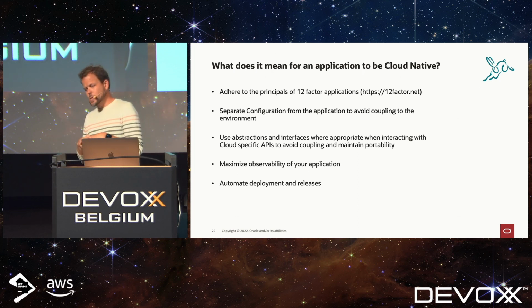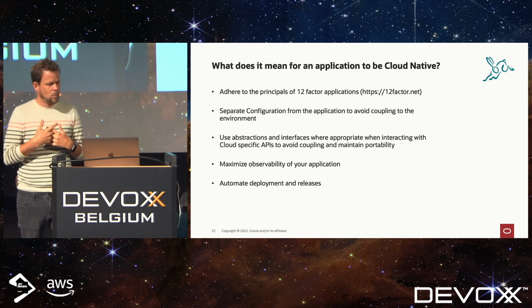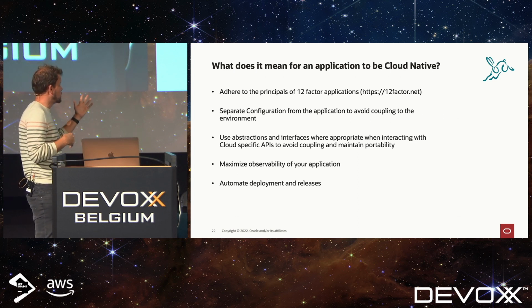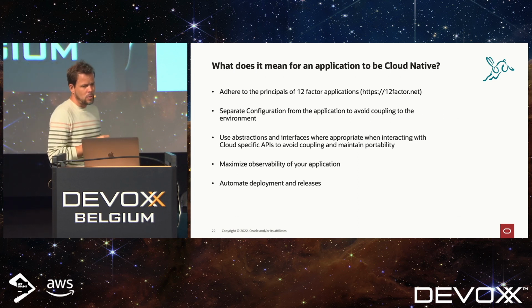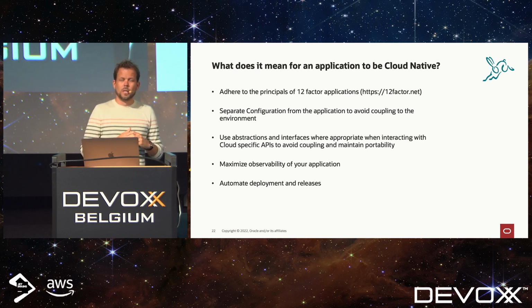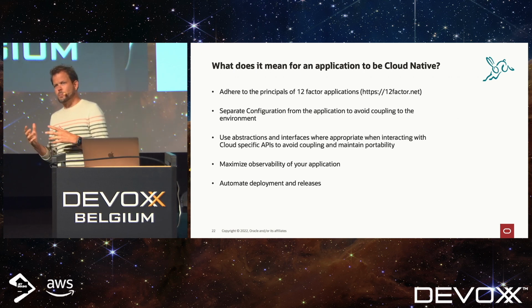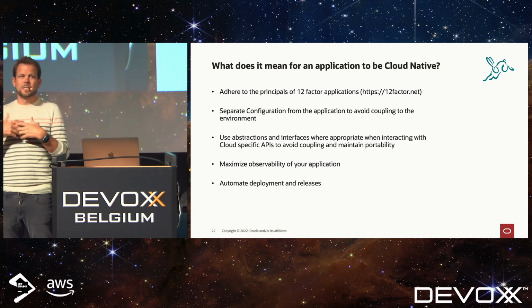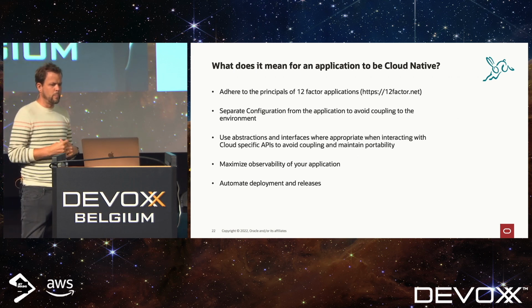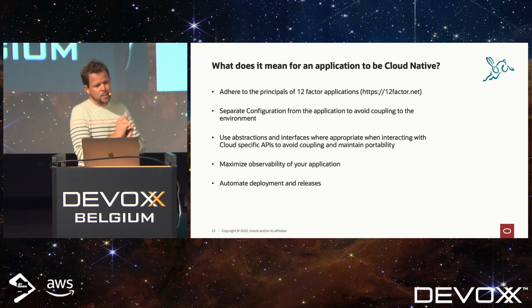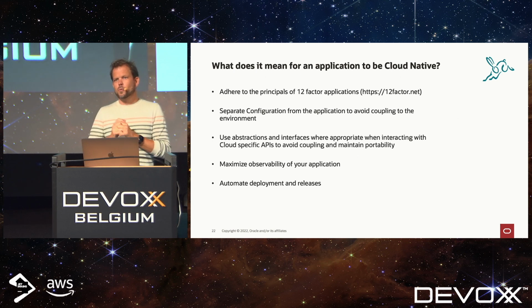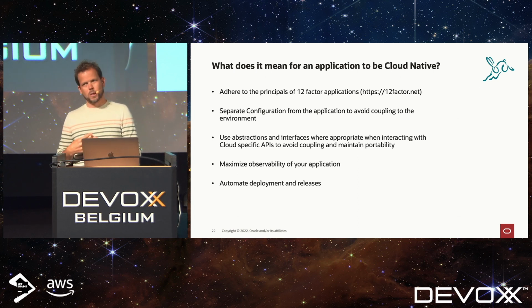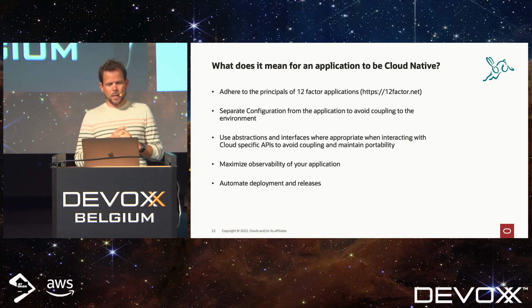And you should try and use abstractions and interfaces where appropriate when interacting with cloud-specific APIs so that you can keep your application portable, not just for production purposes, but also so that you can keep your application testable. This is a very big bugbear of mine, where you see lots of code written and you can no longer run the app locally because you need to connect up to the cloud or whatever to actually run it, right?